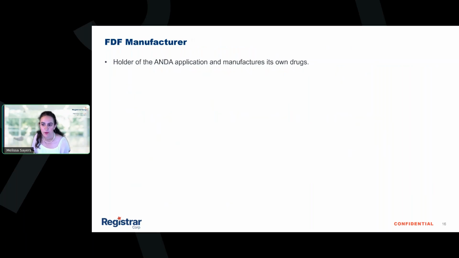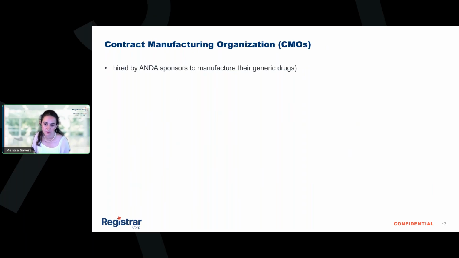A finished dosage form manufacturer is a site that is the holder of the ANDA application and manufactures the drugs under its ANDAs. When self-identifying, facilities that are hired by ANDA sponsors to manufacture their generic drugs must identify as a contract manufacturing organization. There is a separate fee category in the user fee program, so FDA needs to know not only who is manufacturing, but who is manufacturing their own drugs versus those that are contracted to manufacture drugs to determine the respective fee amounts.